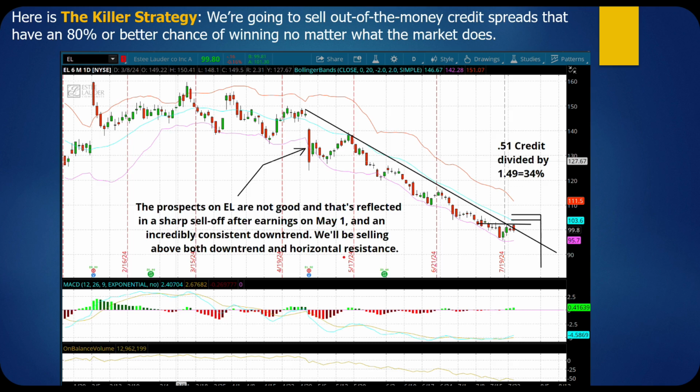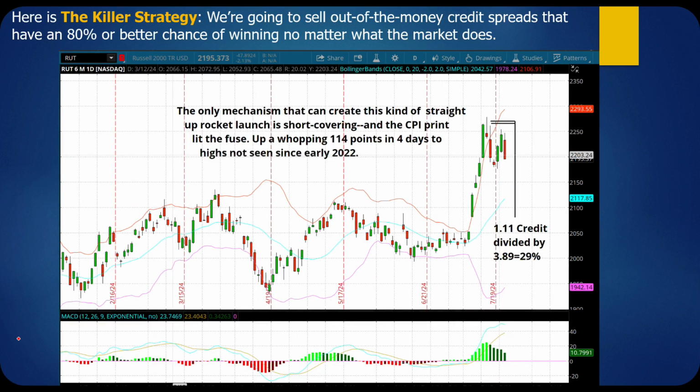So here's another one. This is Estee Lauder, EL. Prospects are not good. And that's reflected in a sharp sell-off after earnings on May 1st and an incredibly consistent downtrend. We'll be selling above both the downtrend and horizontal resistance. So here's our downtrend. We're selling above that. Here's horizontal resistance. We're selling above that. We sell this call. We buy this call. We get a 51-cent credit divided by 149. That's a 34% return. Once again, a little bit better than we usually do, but heck, we'll take it. Very successful trade, just expired not too long ago. Very happy about that one. Now here's something interesting. This is more commentary here.